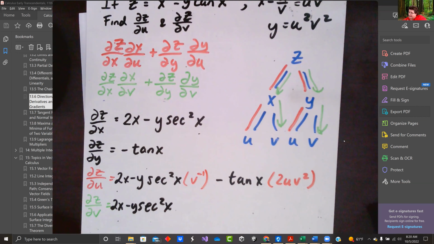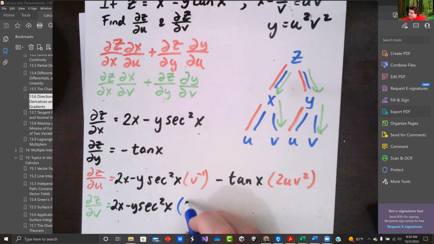And the derivative of x with respect to v is we bring the power down and lower the power, got negative u over v squared.